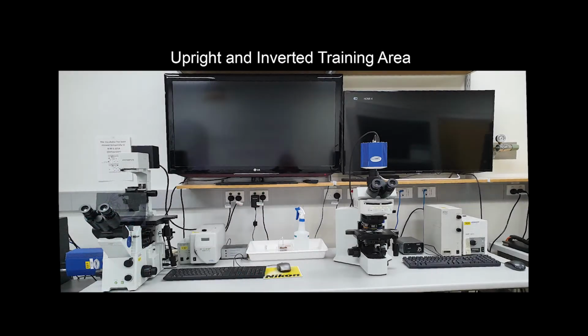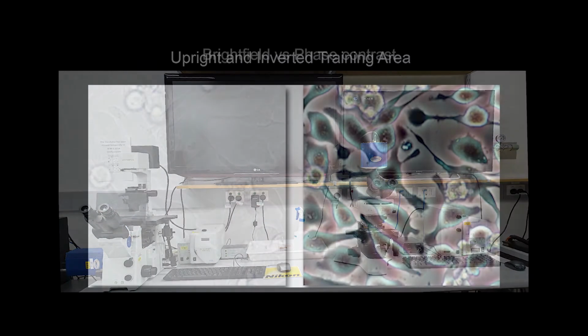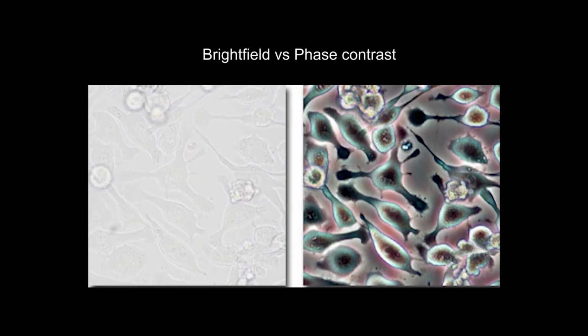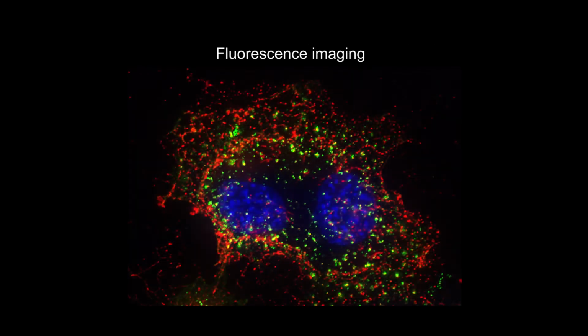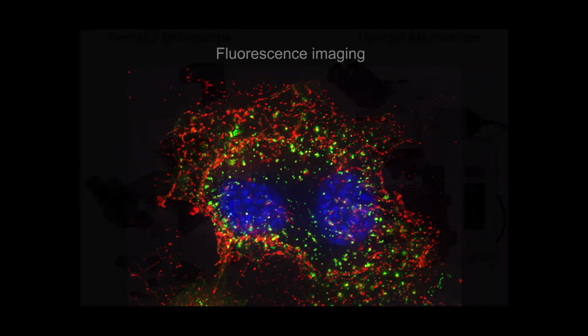Here, we will show you how to collect the best images from your sample using transmitted light imaging techniques such as Brightfield, phase contrast, and differential interference contrast, or DIC, and then we will move on to fluorescence imaging.